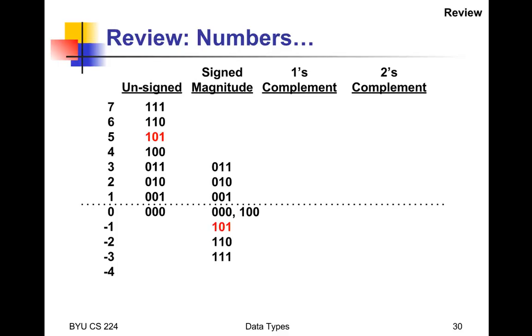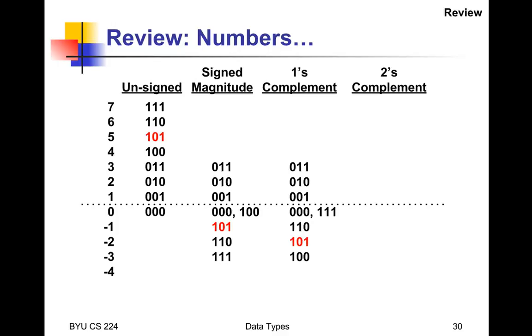We have signed magnitude numbers. 101 is our number in binary, but in this case 101 is going to be a negative number, a -1. Basically, you take the first bit, and that's the sign, and then you look at what's after that, and that's the number. There are two ways of writing 0.